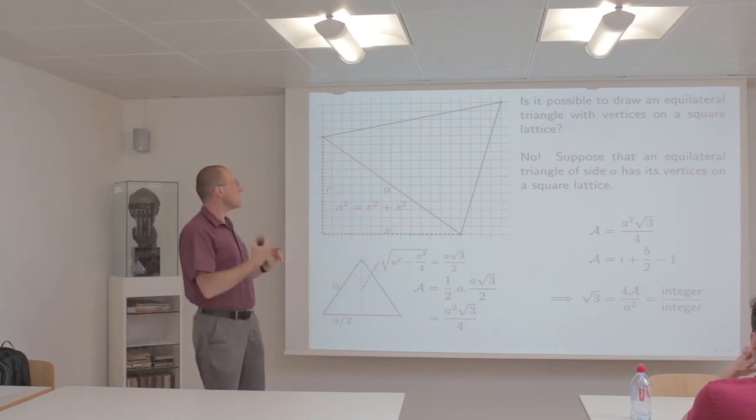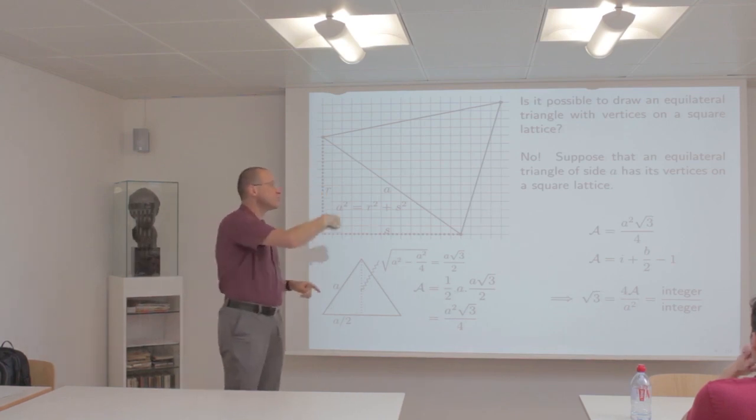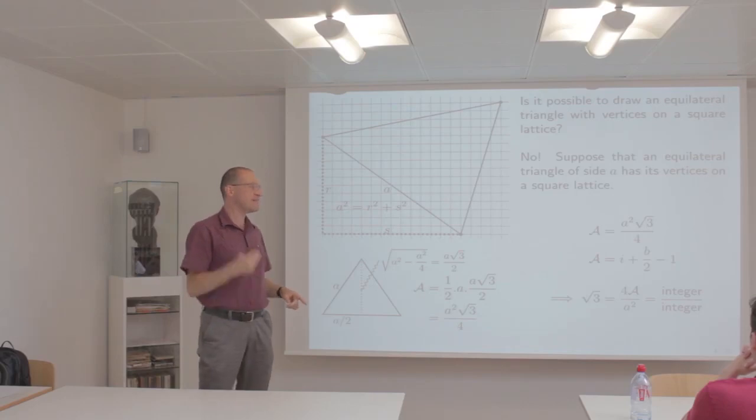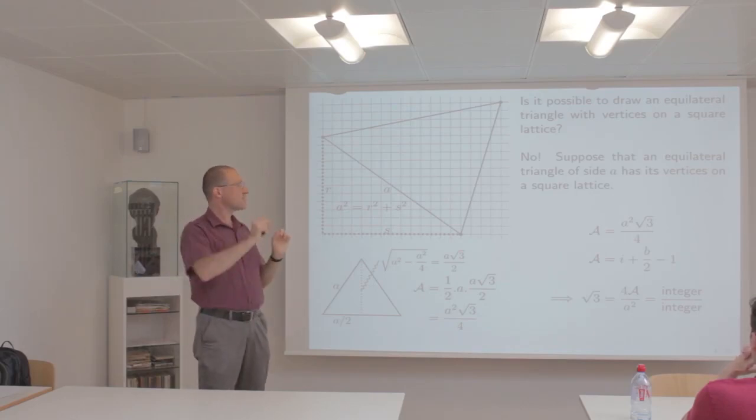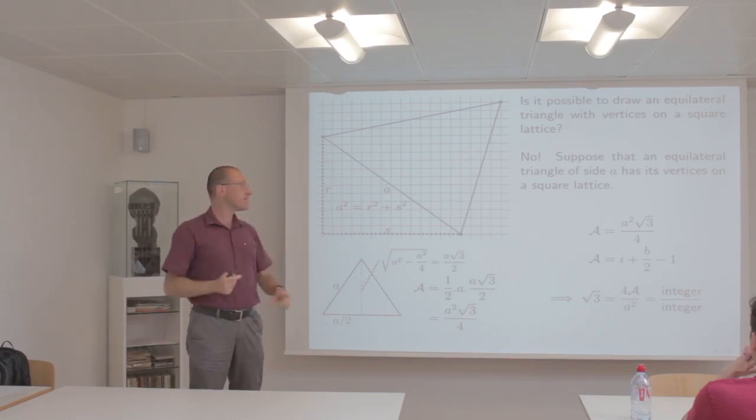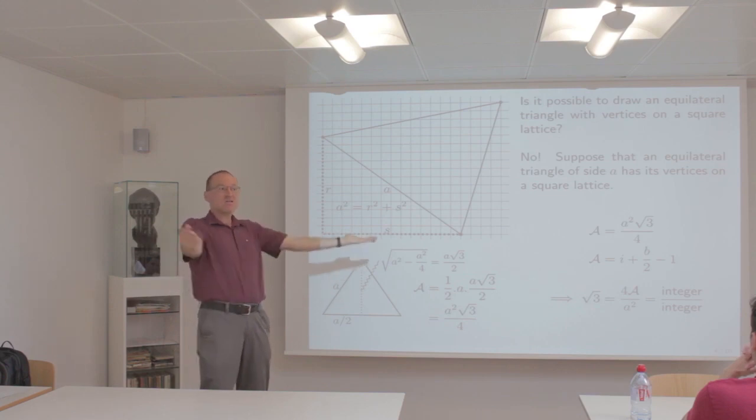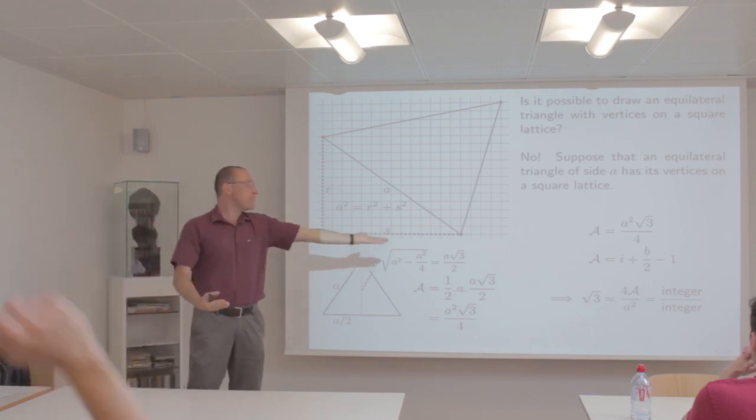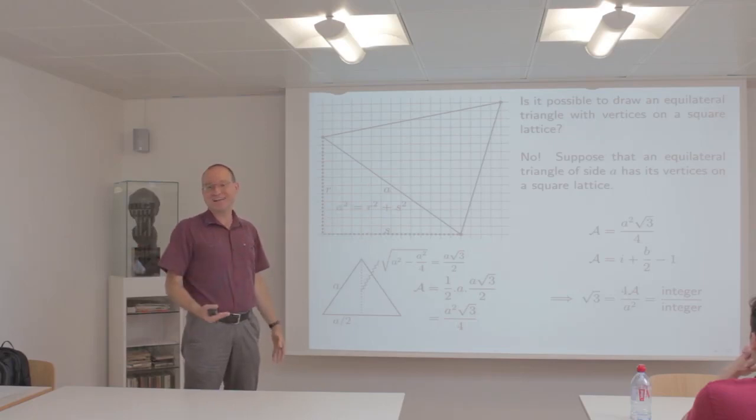And since it has vertices on a lattice, Pick's formula holds. And therefore, 2 times the area and also 4 times the area is an integer. We have used the fact that the vertices are on the lattice independently for the denominator and for the numerator, twice. But now see what we got. Square root of 3 apparently is the quotient of 2 integers. Yes? And it's an irrational number.